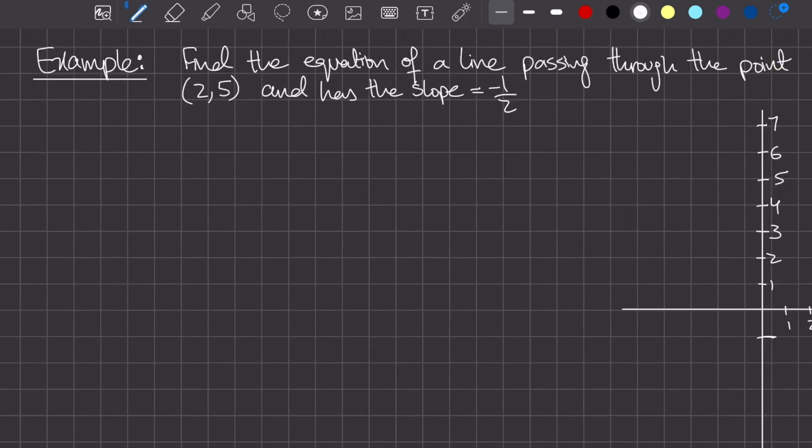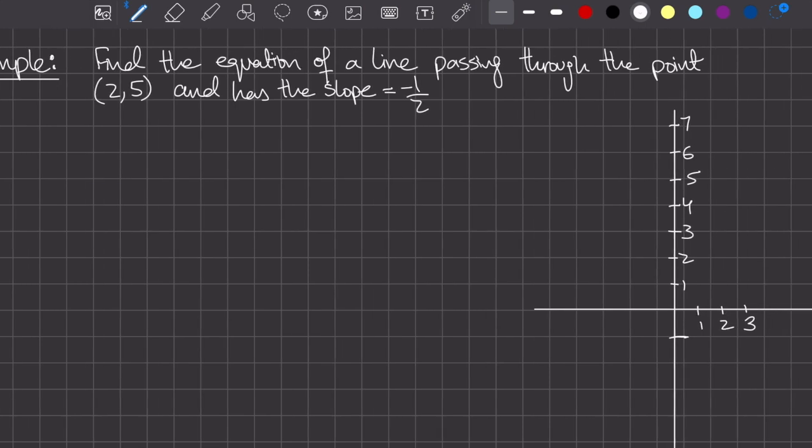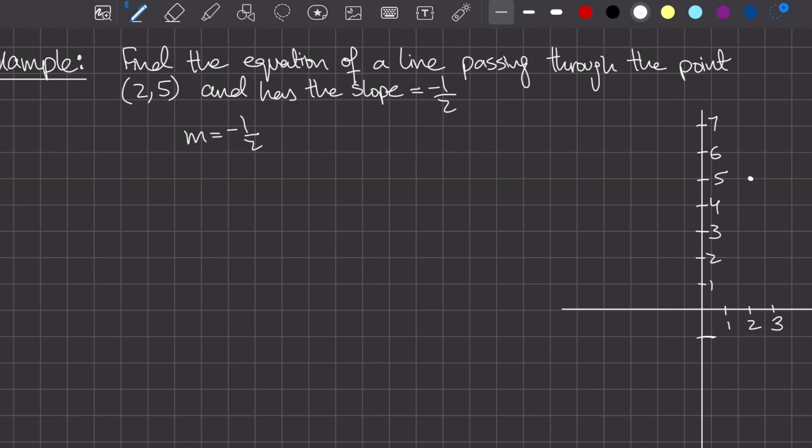For a final example, let's try finding the equation of a line that passes through the point (2, 5) and has the slope of negative 1 over 2. Since we are given a point and the slope of the line, we can use the point-slope form to find the equation, which will be y minus 5 equals negative 1 over 2 times (x minus 2).